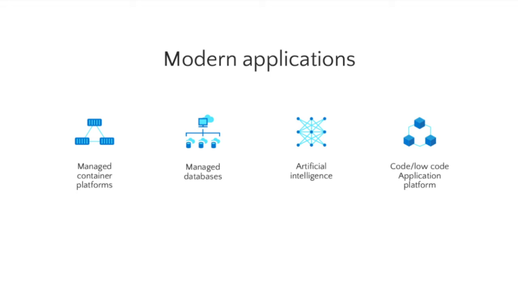Let's look at some of the application patterns using the same technology, because it's very hard to talk about each one of these services in a short amount of time. So let's look at the different patterns of application for modernization and migration. We can see the managed container platform. These are patterns based on containers. They use managed databases, artificial intelligence, and a low code application platform. These are the ingredients you can mix and match to create multiple architectures and patterns. So let's look at some of the patterns.